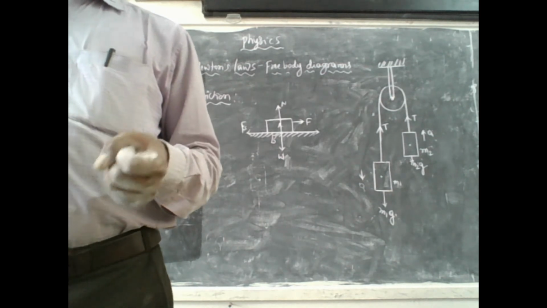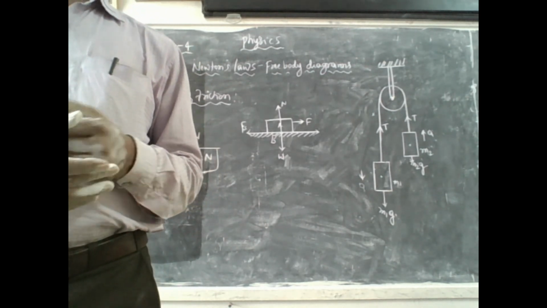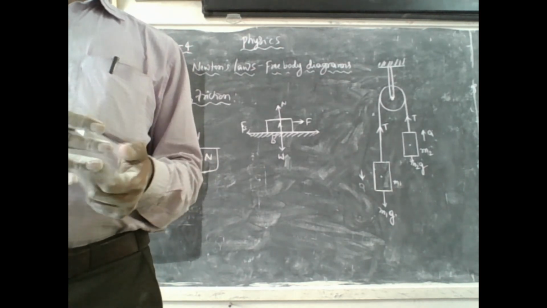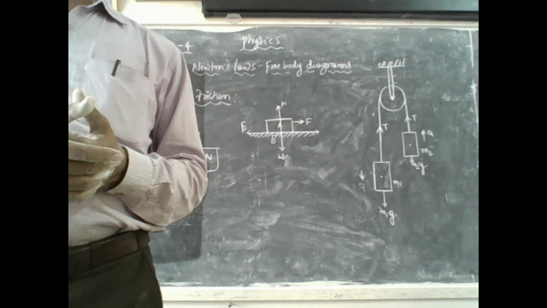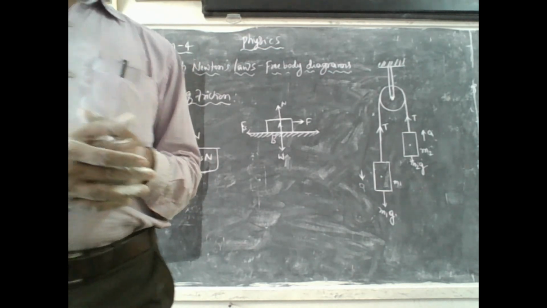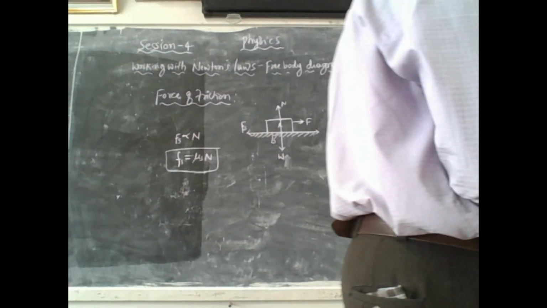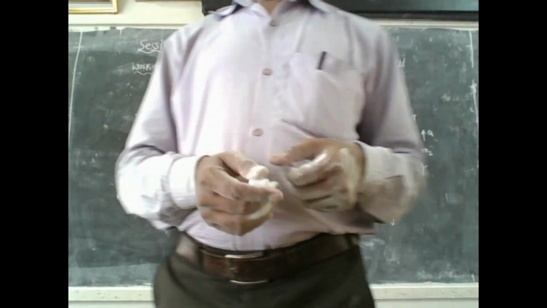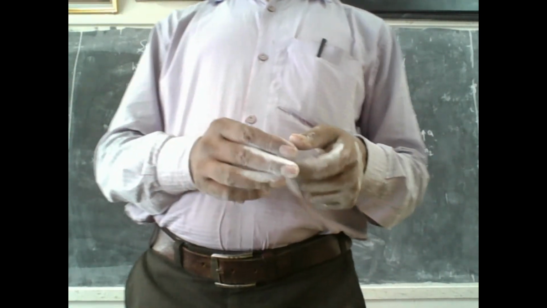Frictional force is a kind of force which opposes the relative motion between the two surfaces in contact. So frictional force is of two types: rolling friction and also sliding friction.